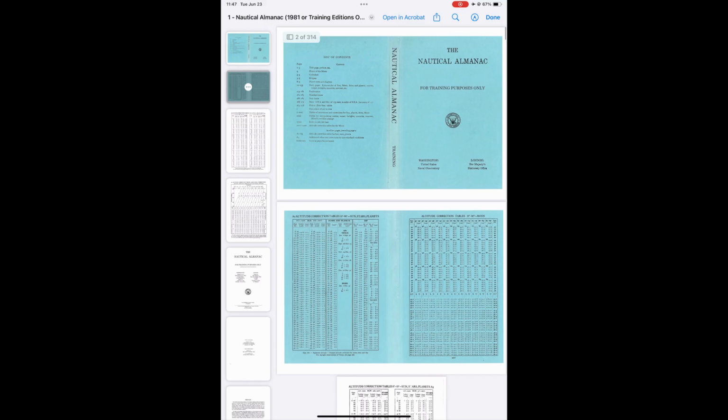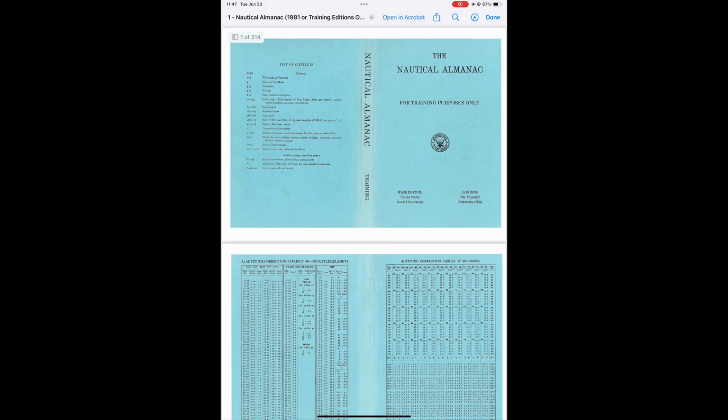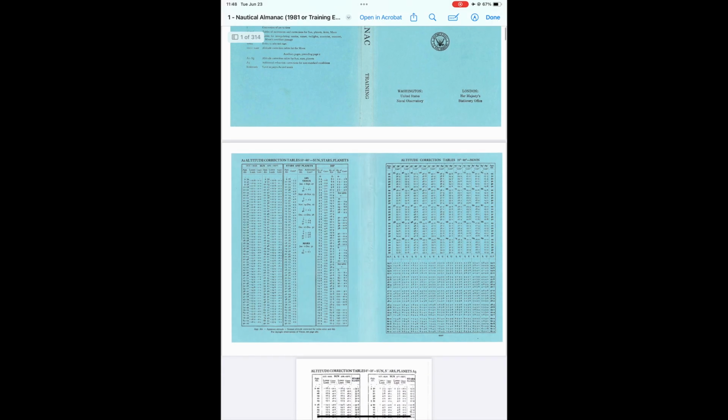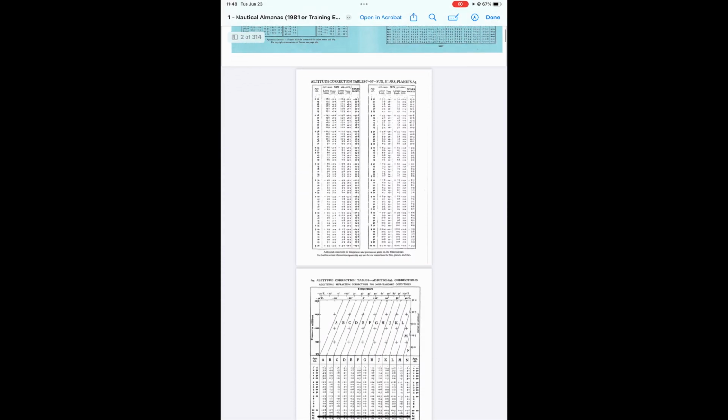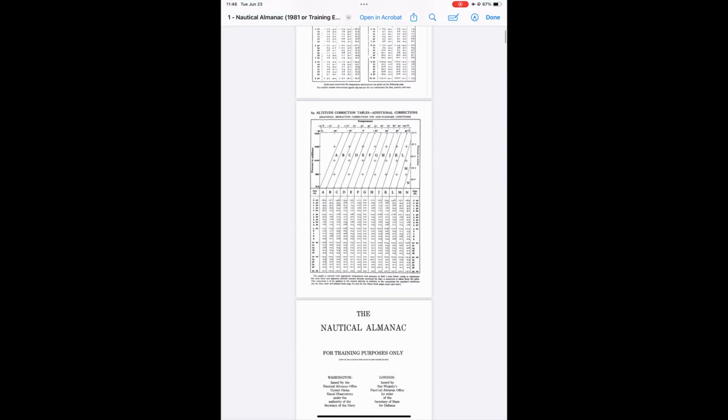Okay, our Nautical Almanac is for training purposes only. You might notice it's the 1981 Nautical Almanac. That's the one the Coast Guard allows you to go in the classroom with. That's also going to be the one that all the questions you might encounter with the Coast Guard are based on, this 1981 Nautical Almanac.